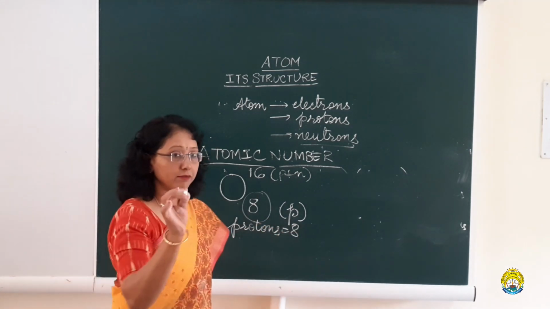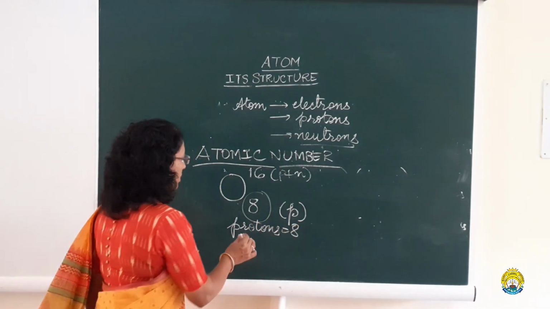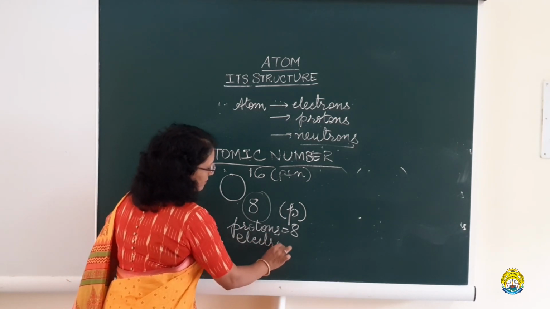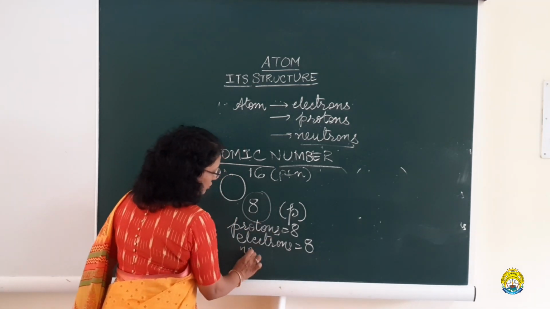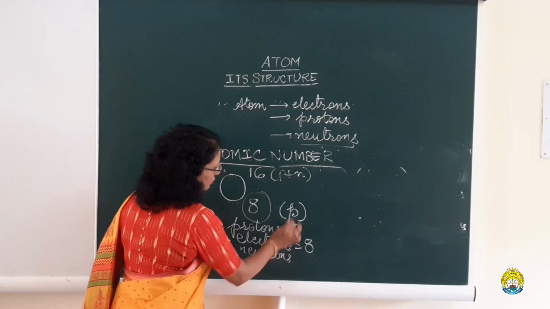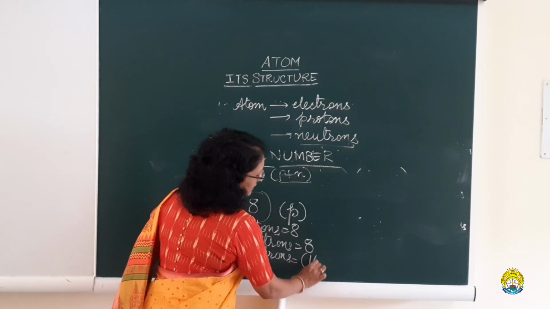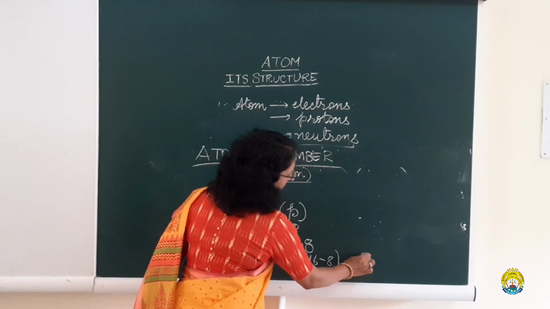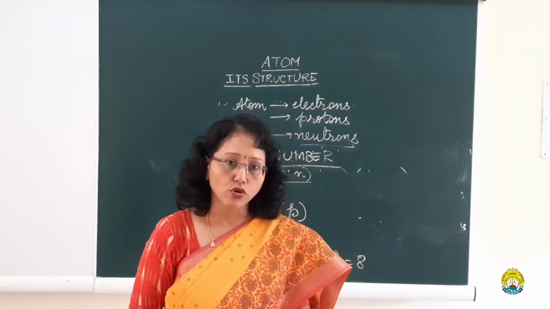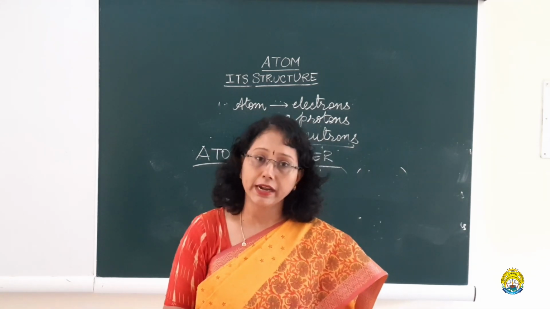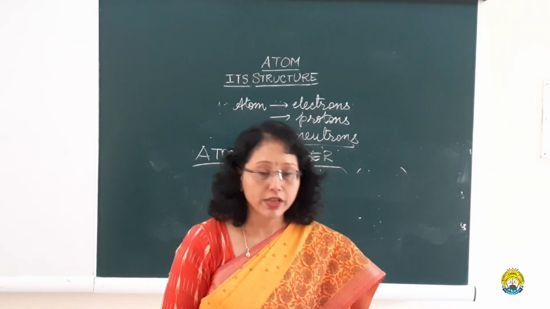Since we know that an atom is electrically neutral, the number of positive charges balances the number of negative charges. So here the number of electrons will also be 8. Now how many neutrons are present? How will you calculate the neutrons? This is proton and neutron together. So mass number minus atomic number will give you the neutron number. So atomic number is the number of protons present in the nucleus of an atom, which is also equal to the number of electrons or the positive charge present in the nucleus of an atom.